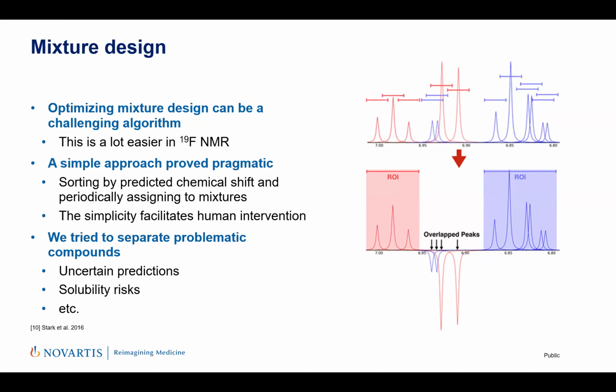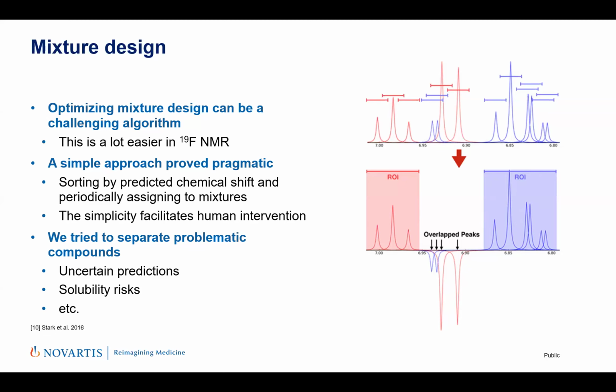And the method just works by sorting everything by chemical shift, and then periodically assigning the first compound to the first mixture, the second compound to the second mixture, which wonderfully optimizes the distance between all of these peaks. And because it's literally in an Excel sheet, it is also a very flexible approach, and you can do things like separate compounds with uncertain predictions into different mixtures, very manually, very visually.